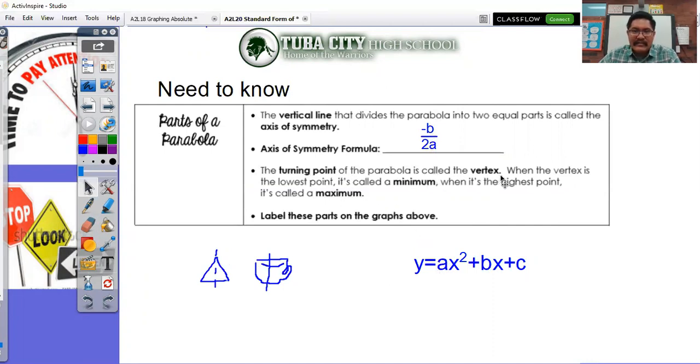So that vertex is the turning point. Minimum and maximum: a minimum goes down and cannot go any lower and then comes back up, whereas a maximum will go up, reach a height, and then come back down. And these are the parts of the graph that we need to label for our next exercise.